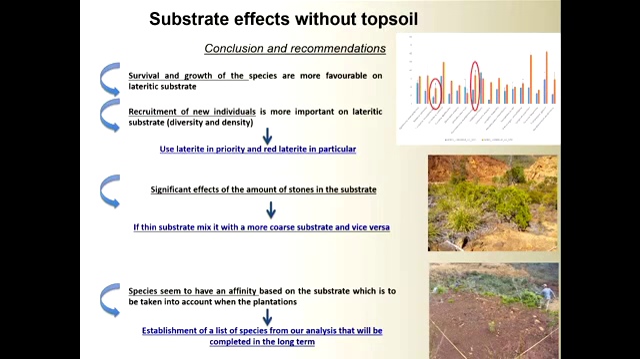So the analysis showed that laterite, in particular the red one, is the most favorable, with a higher survival and growth of the planted species and a higher plant recruitment. It also appears there is a significant effect of the amount of stone in the substrate. And finally, a species affinity was found and permitted to establish for the first time a list, which will need to be completed, of affinity to the soil.